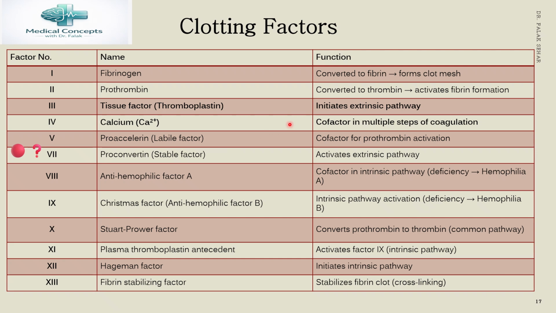So actually the thing is that historically factor 6 was described as accelerin. It is actually the activated form of factor 5, right? It's not a separate independent clotting factor. So, to avoid this confusion and duplication, factor 6 was removed from the classification and now factor 5 alone is used, along with its activated form, factor 5a. So that's why factor 6 is not there and has become obsolete in this factor list.